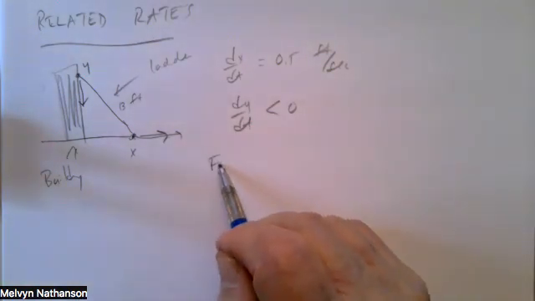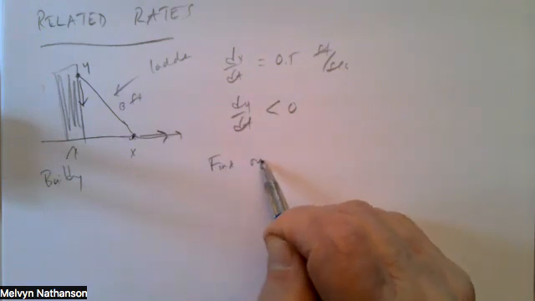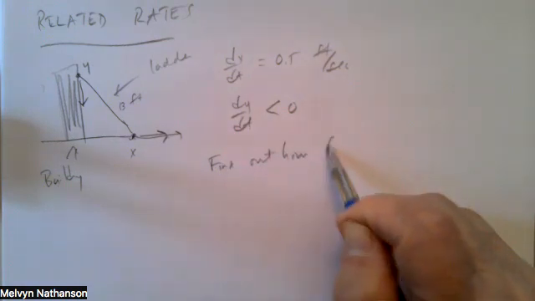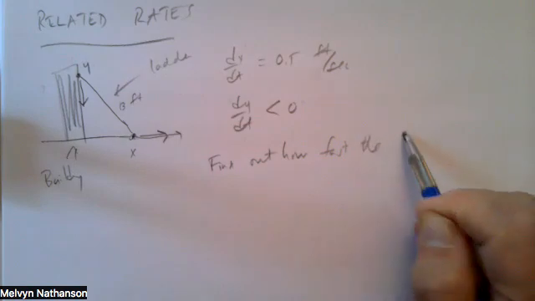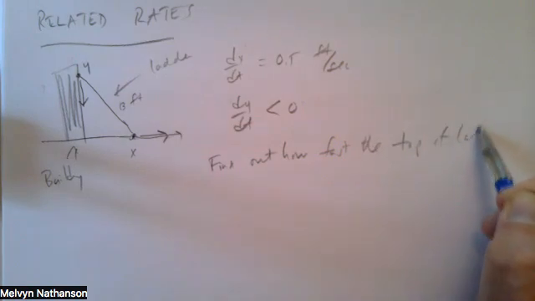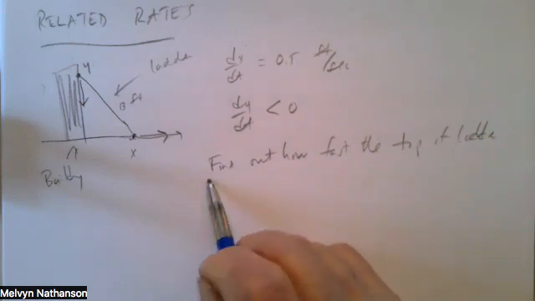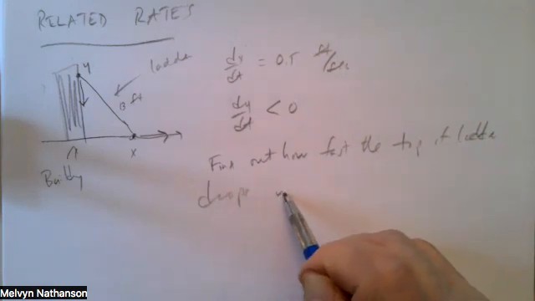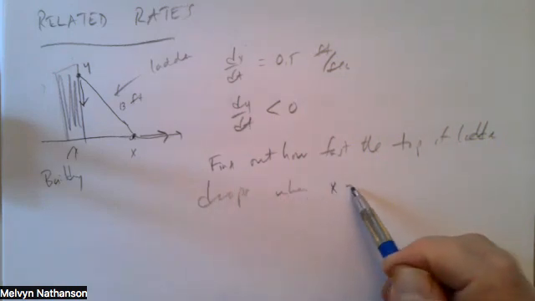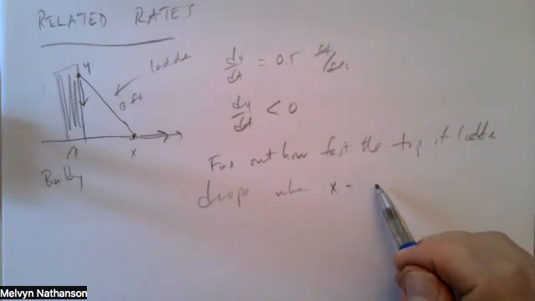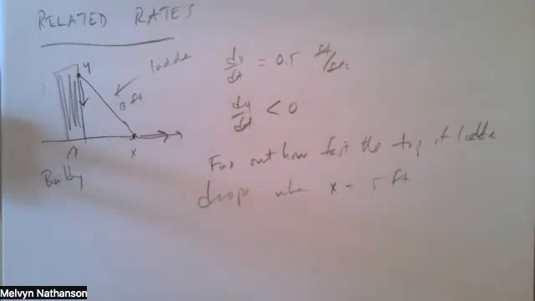And the problem is to find out how fast the top of the ladder drops when the base of the ladder is at position x, exactly 5 feet from the wall.